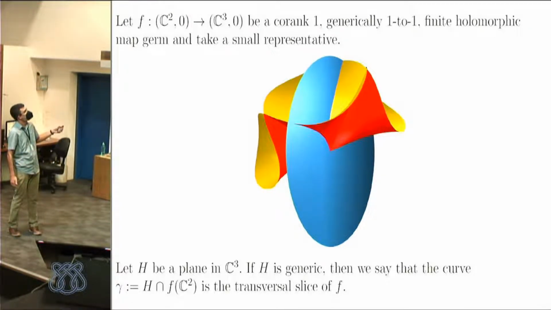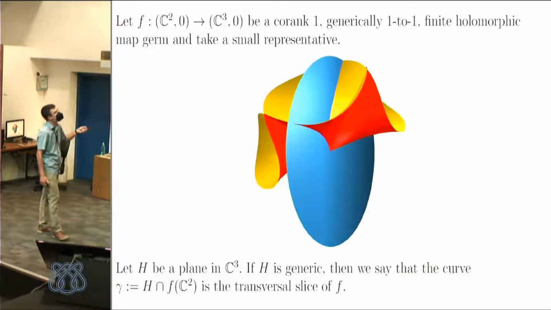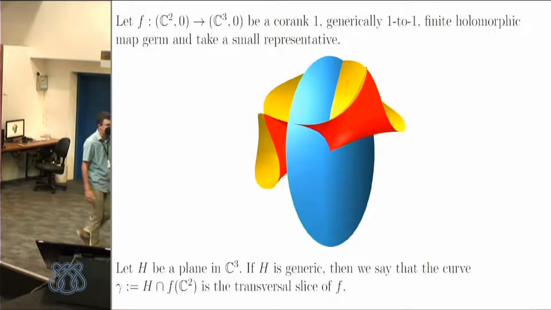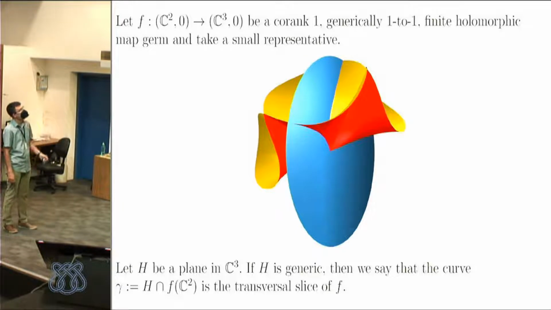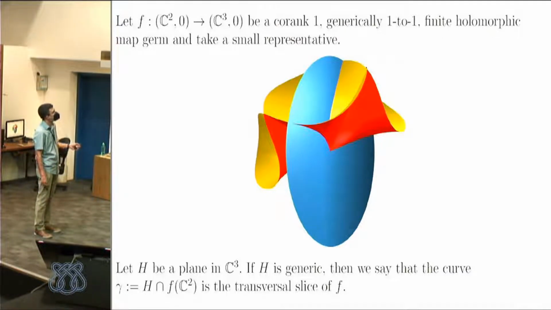So now I will take a map germ from C² to C³, with the property that it has corank 1. It's a generic one-to-one finitely determined holomorphic map germ, and take a small representative. Here the condition about corank 1 is not necessary. It's just to simplify the result. You can consider this notion also for corank 2 maps. And the notion is the following one.